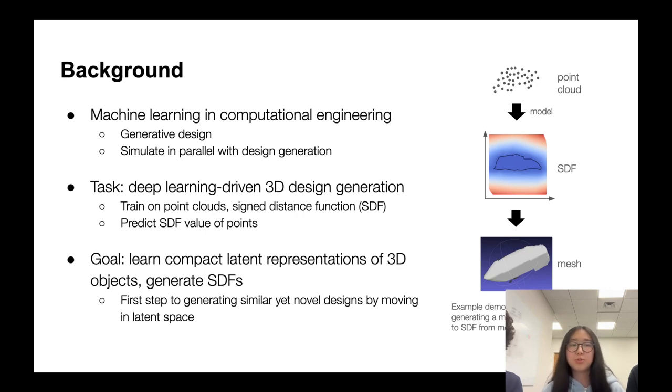So we picked the task of deep learning-driven 3D design generation, and the idea is basically we want to train on point clouds of 3D objects, along with the ground truth value of a signed distance function, which for a 3D object is how close each point is to the surface of that thing. The goal is to predict SDF values of a query point, to learn a compact latent representation of a 3D object and be able to generate SDFs. This is the first step to generating many similar yet novel designs by taking a known latent representation of a known object and then moving it ever so slightly in latent space.